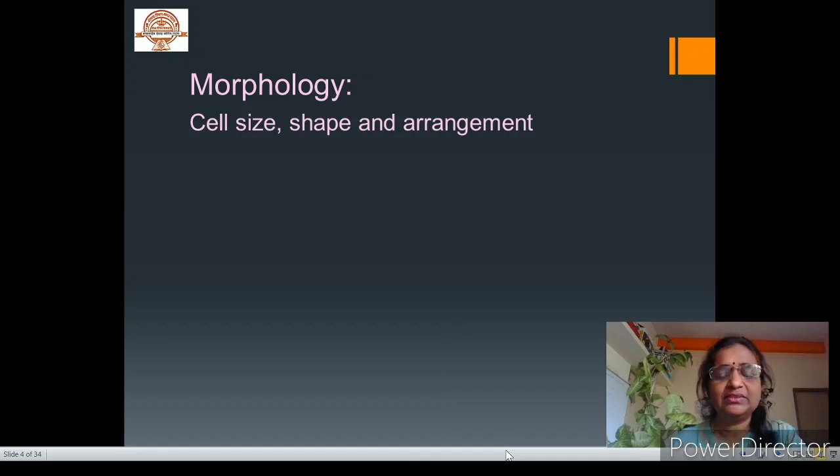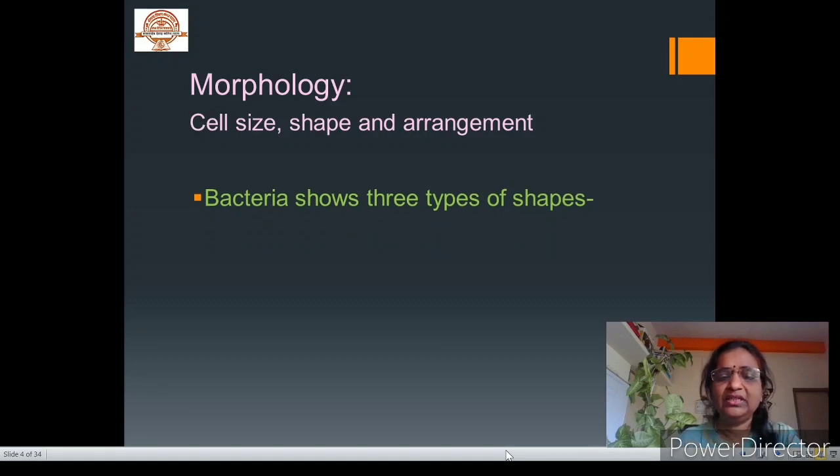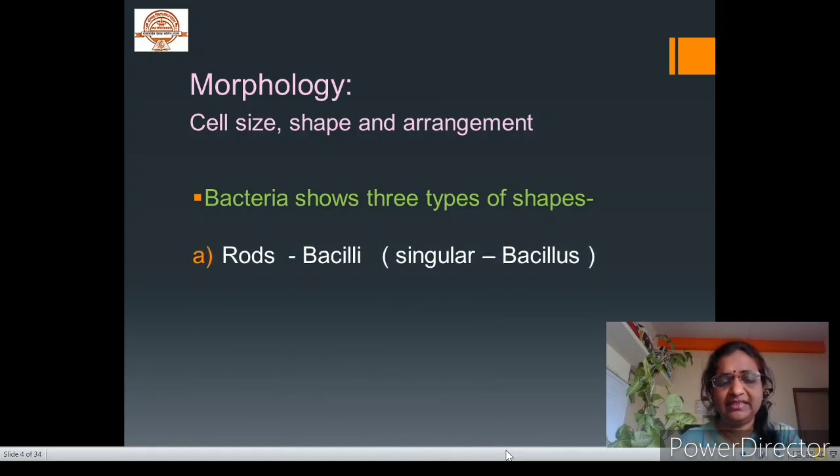First of all, let us go for the shape and arrangement of bacteria. How do these bacteria arrange, or which are the different types of shapes in the case of bacteria? Now in the case of all bacteria, there are only three types of shapes we generally observe. First is the rod shaped bacteria. This is like a cylindrical shape. These rod shaped bacteria, which are observed as cylindrical, are called bacilli in microbiology. Singularly it is called bacillus. So this is the first shape of bacteria.